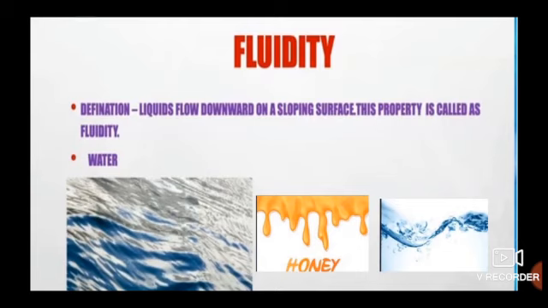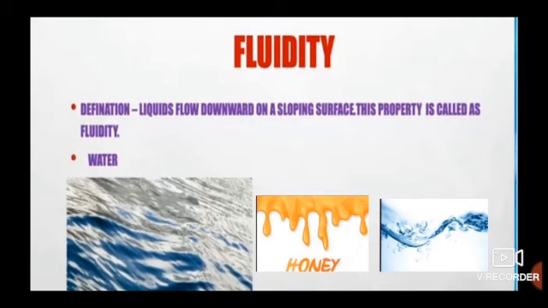Fluidity. Now, take a flat metal sheet of the size of a notebook, hold it at an angle, and put a drop of water, honey, and gum at different places on the board. Observe how they flow down the slope.